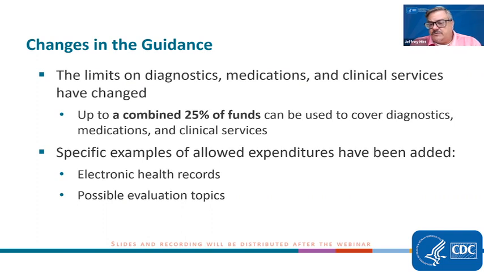We also added a few specific examples of allowable expenditures. These have to do with electronic health records or evaluation questions. These are things that were already allowed, but we have added some more specificity to help promote ideas of allowable expenditures.